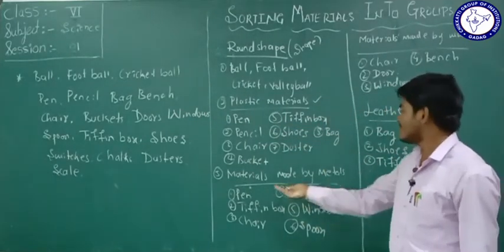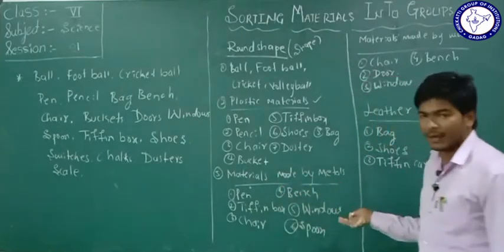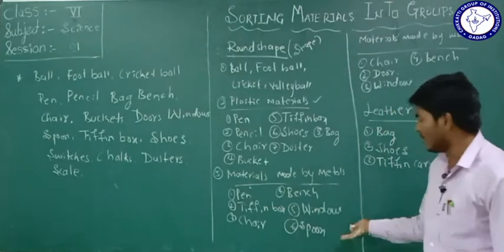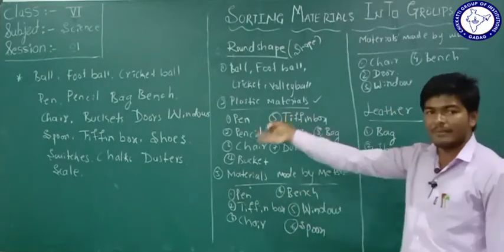And next we consider the materials which are made of metals. These are all the materials: pen, tiffin box, bench, window, chair. These are all made of metals.